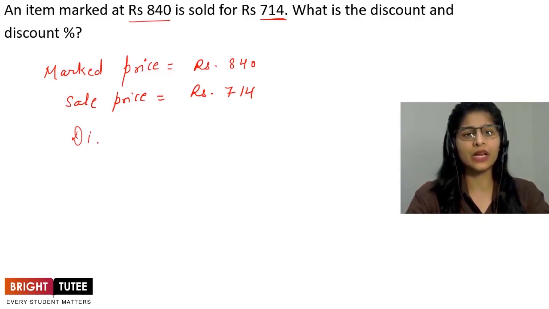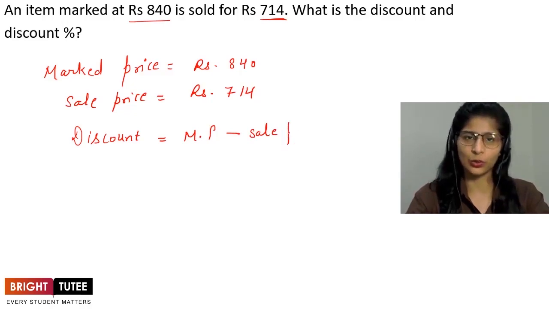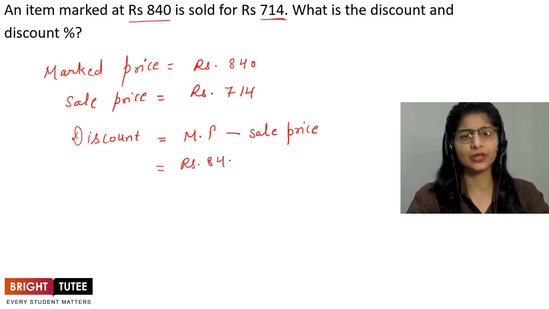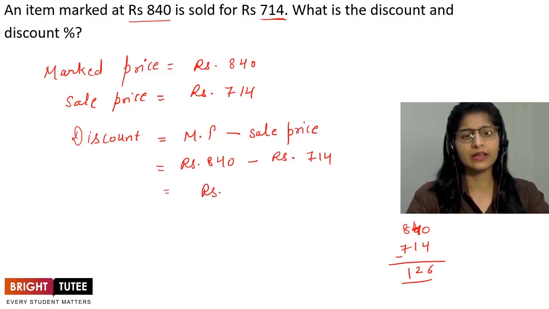So now we learnt the formula for discount in the previous slide, that discount is marked price. We use MP for marked price minus sale price. You can use SP also. Clear? So marked price is how much? Rupees 840 minus rupees 714. Subtract 714 from 840. Okay. So 10 minus 4 gives us 6. 3 minus 1 is 2. 8 minus 7 is 1. So 126. Right?